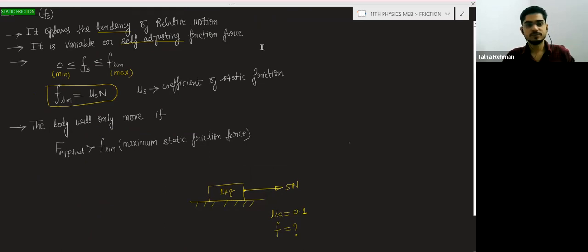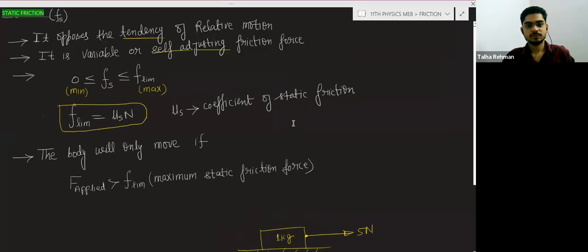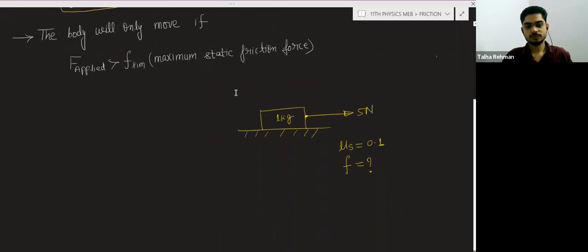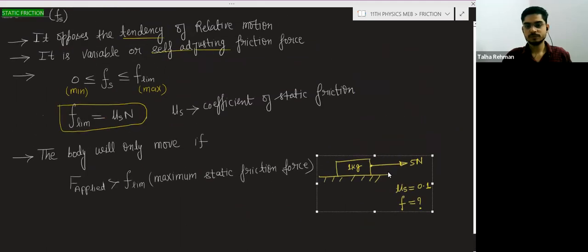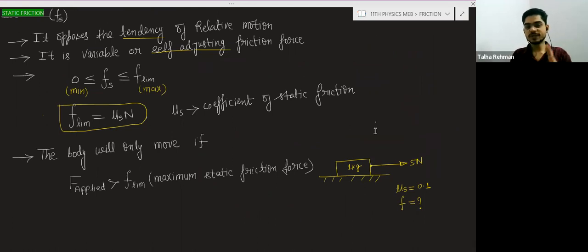Static friction. So the value of the static friction force can be zero, when there is no force, and it can be maximum at the limiting friction value. That is the coefficient of static friction multiplied by the normal reaction. In calculating the friction force, calculating the normal reaction is a very important part.